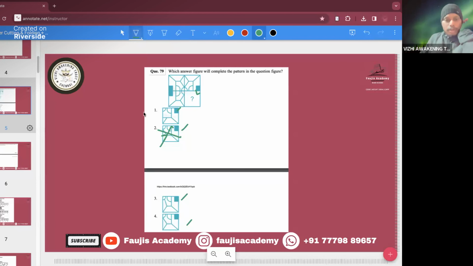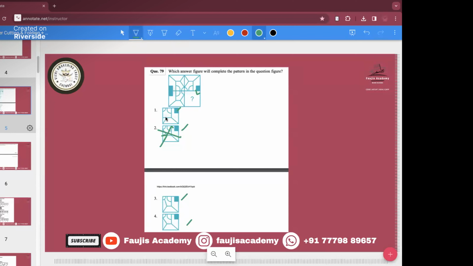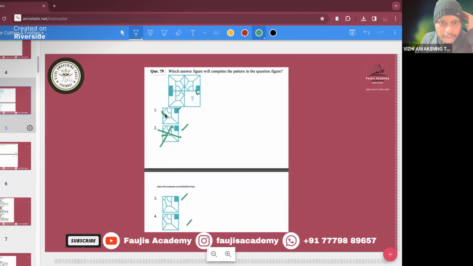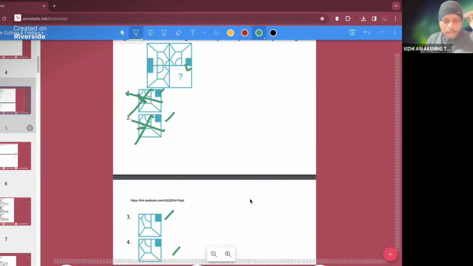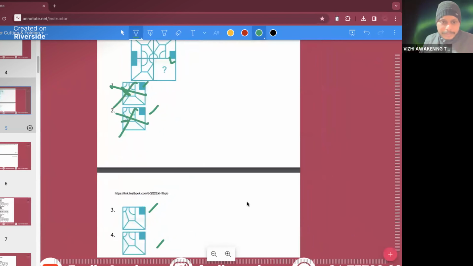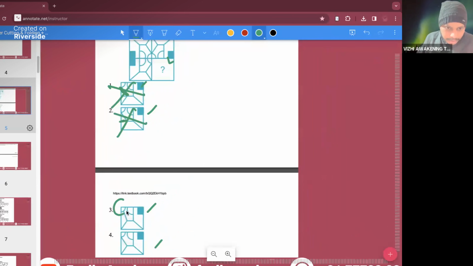Guys, look, in option A there was no line. Yeah, this line is not there. That is why we have crossed this one. Now look closely. Let me zoom in for you. The difference between 3 and 4 is this. Where will it fit? This one is at the middle of the part of the circle, and this one is at the corner of the circle. And we were actually dealing with this corner of the circle.